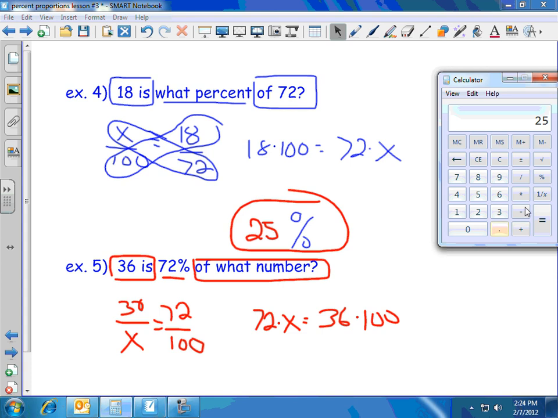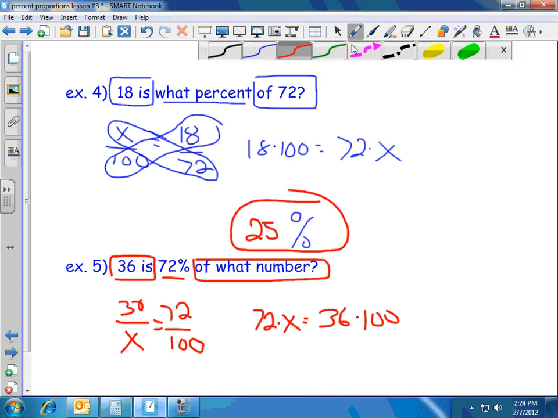Alright, so let's simplify that and solve for x. So, 36 times 100 gives you 3600. Divide both sides by 72. So x is going to equal 50.